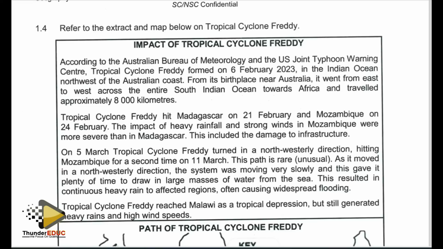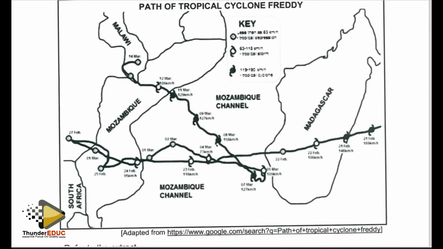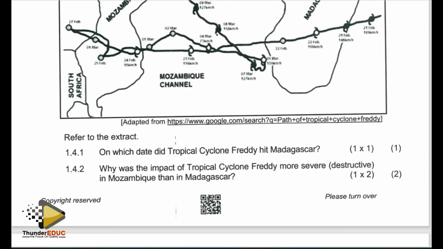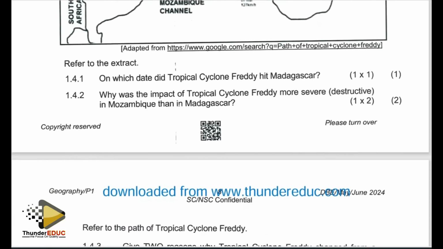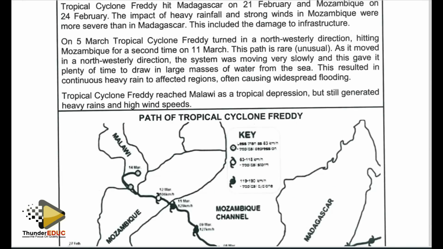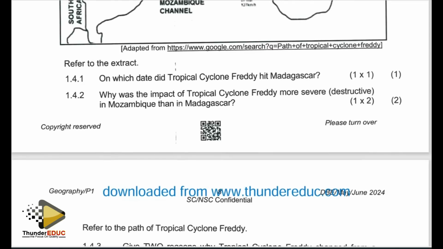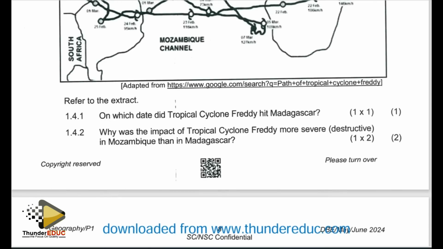We move on to the next question, which is a question on tropical cyclone Freddy. Right, the information provided here is an extract, and there is also an illustration of the path that was followed by that tropical cyclone. Right, we won't spend much time looking at the extract, assuming that the extract has been well understood. Right, let's go to the questions.